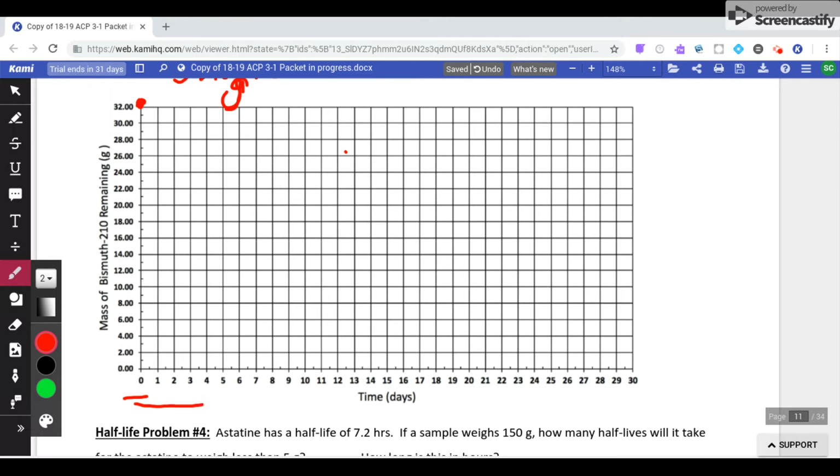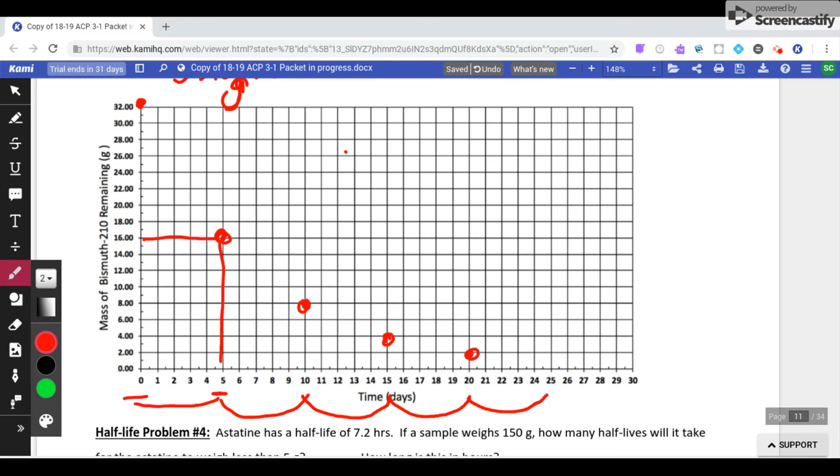5 days goes by. We're at our first half-life. We now know if you take 32 and cut it in half, you're down to 16. So you're going to go where 16 and 5 meet and put a dot. Then we're going to go up by segments of 5 days. Every 5-day period, it's going to get cut in half. So 16 is going to get cut in half to 8. Half of those atoms will decay. Then 8 is going to get cut in half to 4, and then 4 gets cut in half to 2.